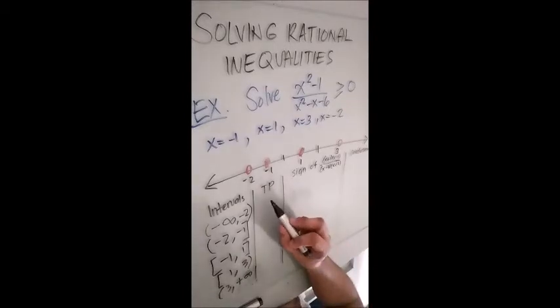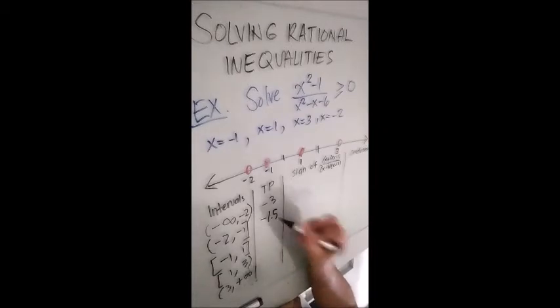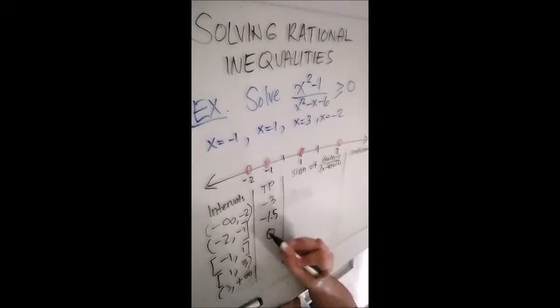So we have test points. So you can have negative 3. You can have here negative 1.5. Here we have 0. We have 2. And then we have 4.